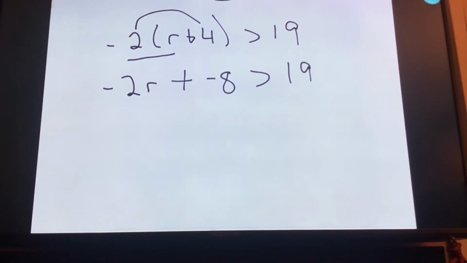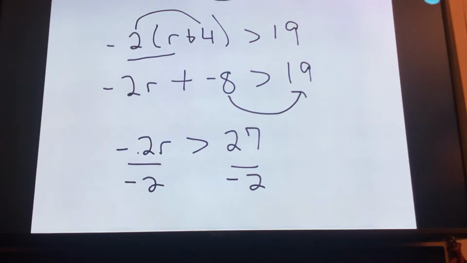The hard part's already behind us, isn't it? We move this to the other side. What does that give us? That's positive. Mind you, that's a positive. So that gives us negative 2r so far. It's greater than 27. Now I need to divide by negative 2 and negative 2. And what do I get? I get 1r.